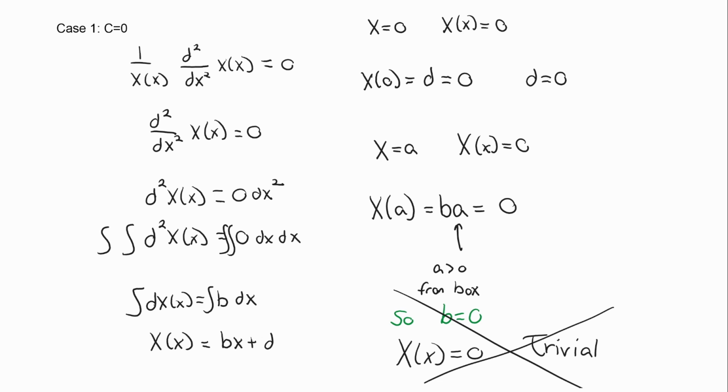So let's move to a different case. Let's look at when c is equal to k squared, and any value squared is always going to be positive. So this means c is positive. Keep that in mind. So now we have our original function, 1 over our function of x times the second derivative with respect to x of our x function is equal to k squared, which is a positive value.